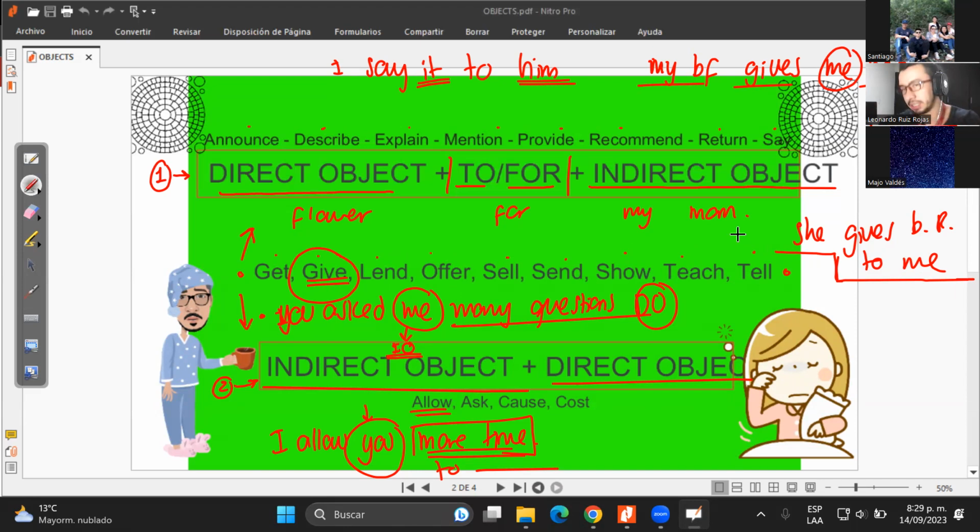What do you think? Is it more or less clear, the two different structures? Yes, more or less clear for me. Mao, anything? Good, teacher, it's clear. Okay, very good. Question then.